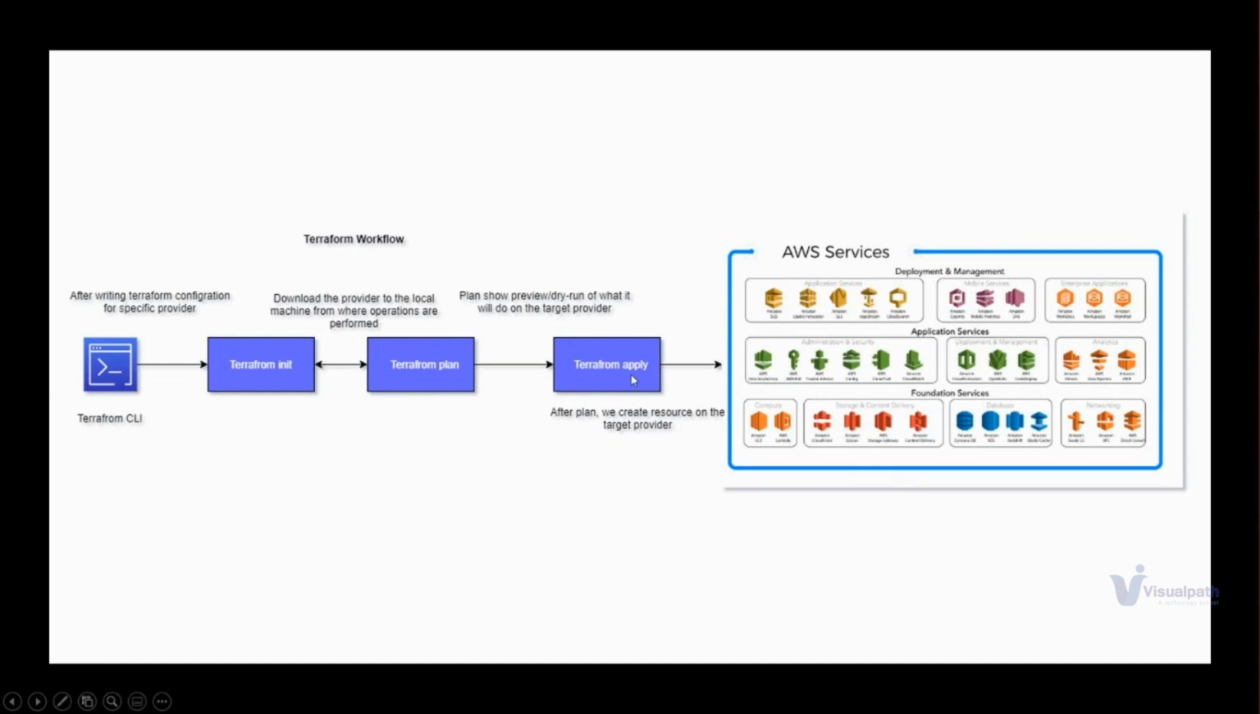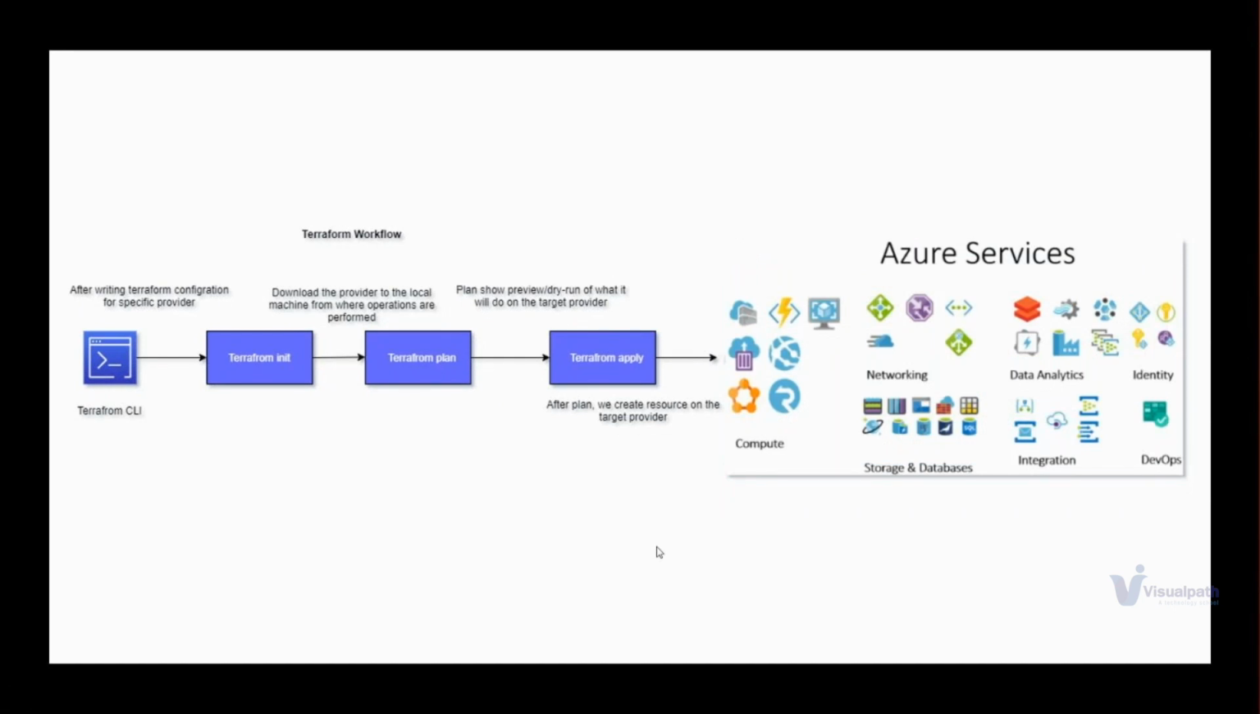Once that is done, you will execute Terraform apply, and it will go to the target provider and create the resource you have specified in the configuration file. Whether it is AWS or Azure, the workflow is the same.